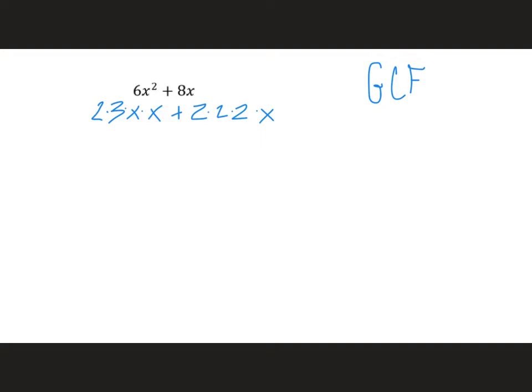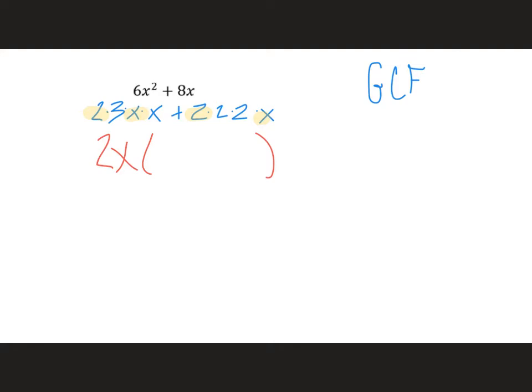Now, if we're looking at these, what do they have in common? So here, they both include a 2. They also both include an x. So we would say that they have a 2x in common. Okay, so they have 2x in common. What they do not have in common would be what would go here in parentheses.